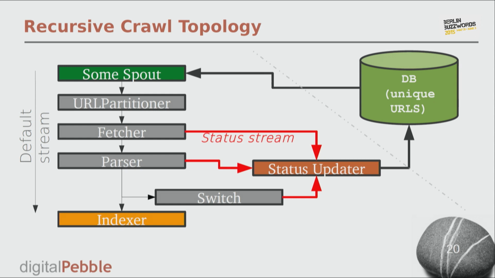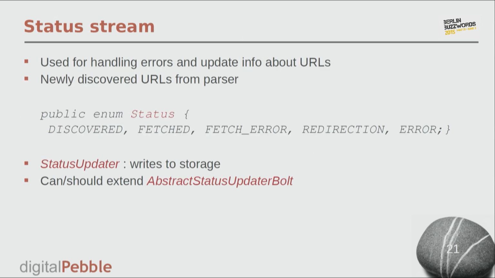I mean, if you were sending that back to queues, you don't want to add a URL to the queue every time you find it as an outlink. So a bit more complex, but with these two streams, that's how you can deal with it. So that's the status that a tuple can have. It's been either discovered or already fetched or have a redirection or an error.